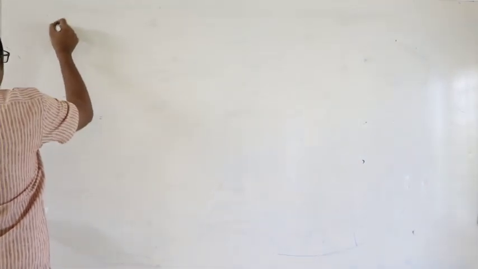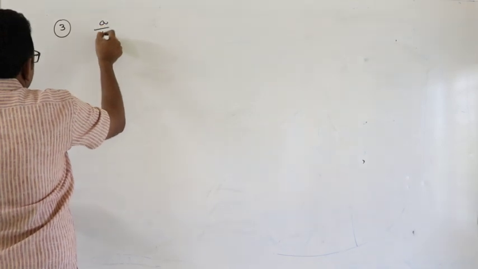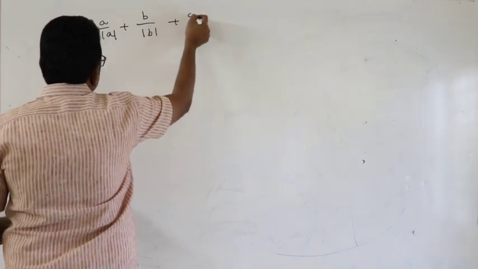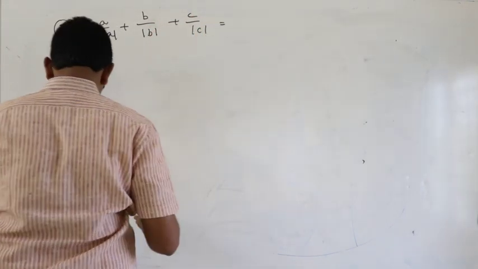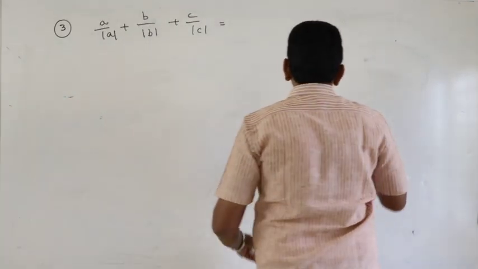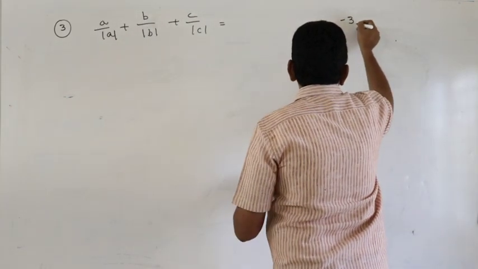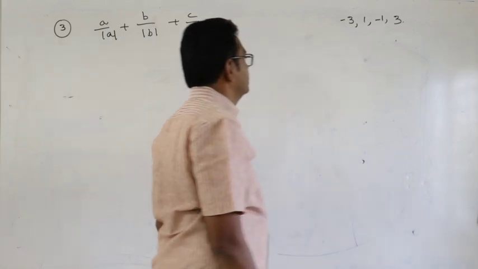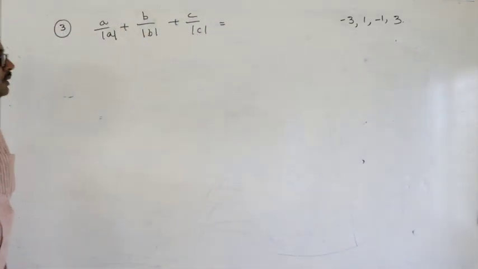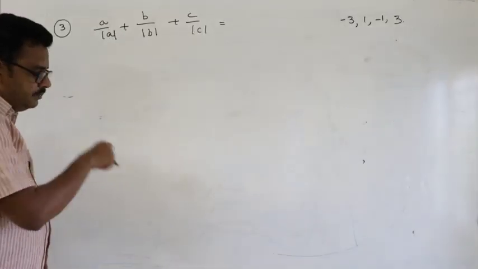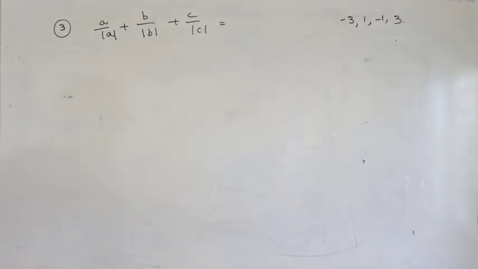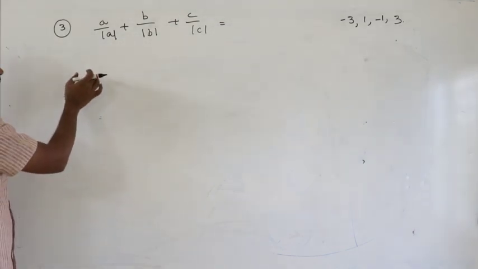One problem, an example. A by mod A plus B by mod B plus C by mod C is equal to what? The options are minus 1, 1, minus 3, 3. Of these four options, which is correct? I will give you 1 minute, please try.